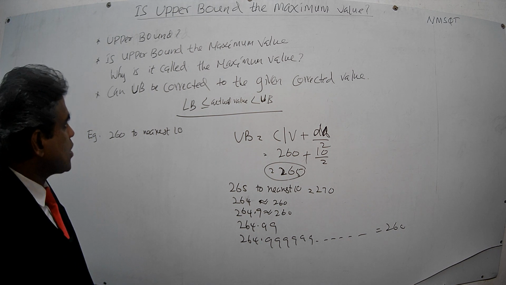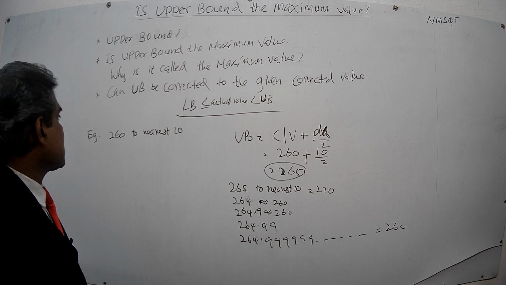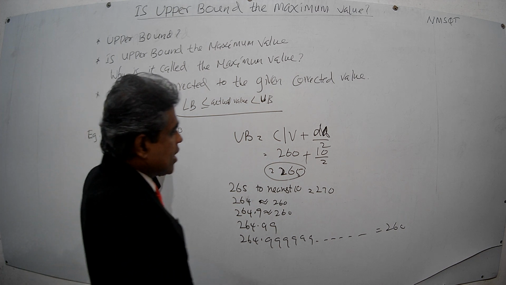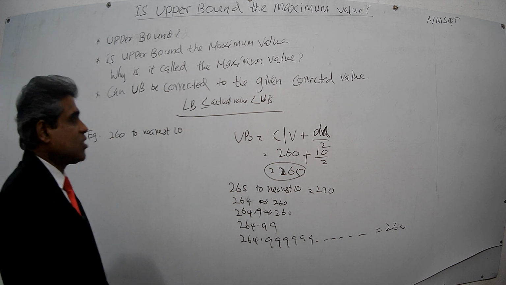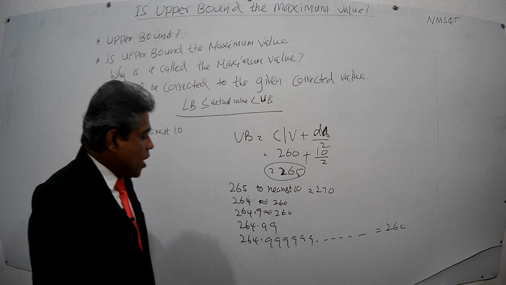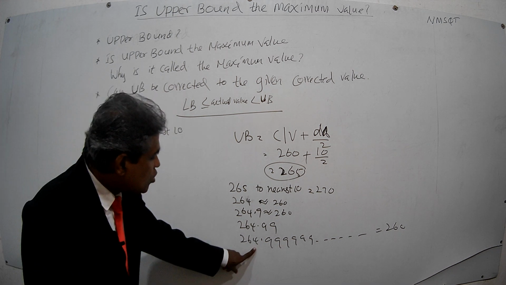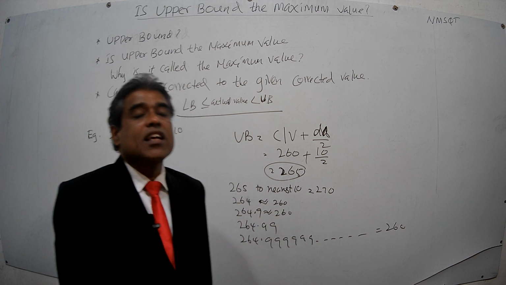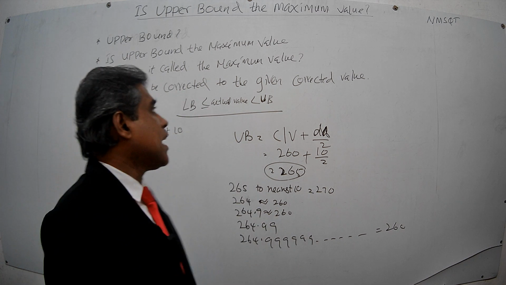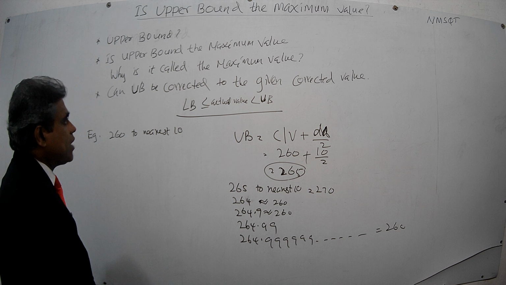There is the upper bound, the maximum value. Actually, it is not the maximum value that can be rounded to the given corrected value. But why is it called the maximum? It is called the maximum value because the difference between the maximum value that can be rounded to the given corrected value and the upper bound is very, very negligible. Therefore, it can be called the maximum value.